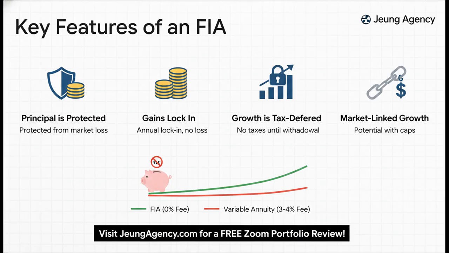That's huge. But there's more. Any interest you do earn gets locked in every single year, and it can never be lost in a future market downturn. The growth is also tax deferred. Now, what's the trade-off? Well, in exchange for getting rid of all that downside risk, there are usually limits or caps on your maximum potential gain in any single year.